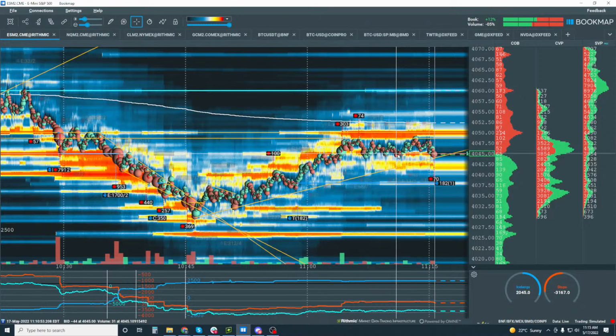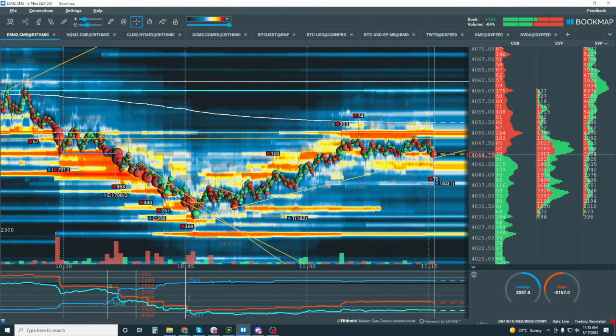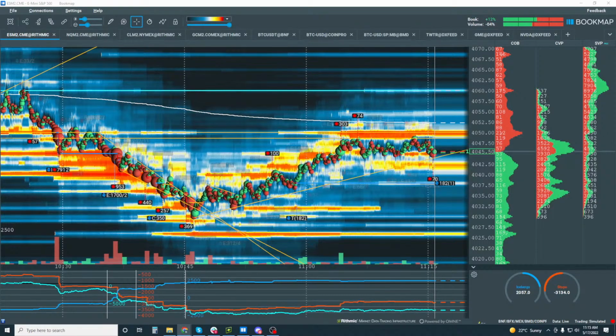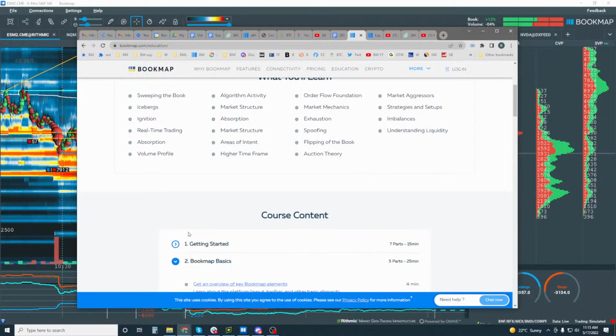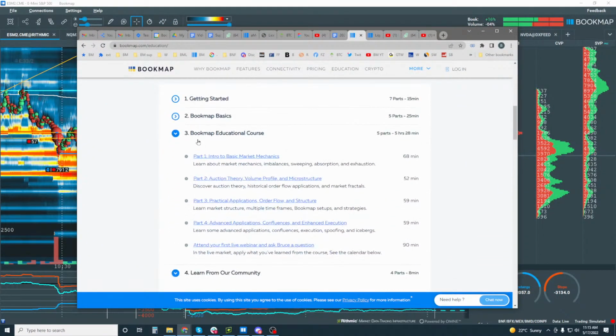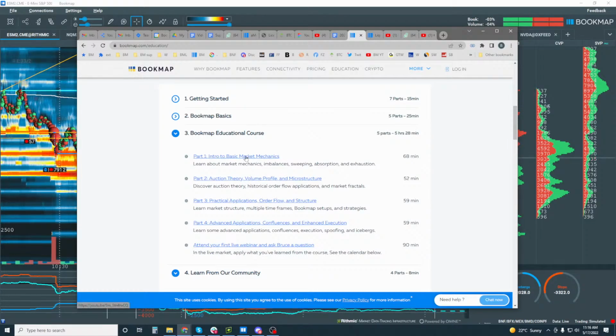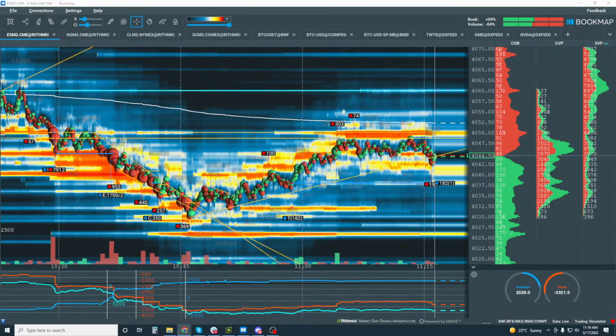And that's why we have the live forward-looking analysis, all of it based on our educational course that you can find here. So go through the course. Understanding market mechanics here, the intro, basic market mechanics, don't be fooled by the word basic and intro. Part 2, auction market theory, volume profile, and microstructure. These two together, really nice. They lay the foundation for basically any way of trading.